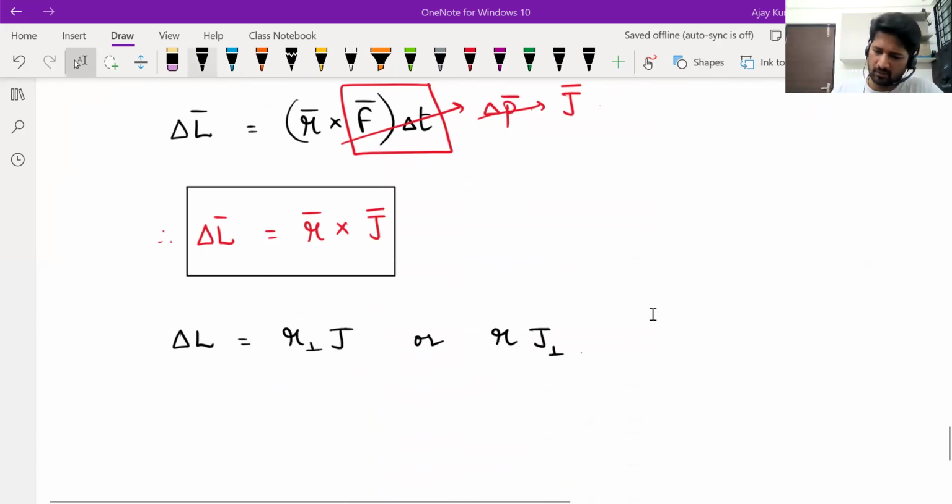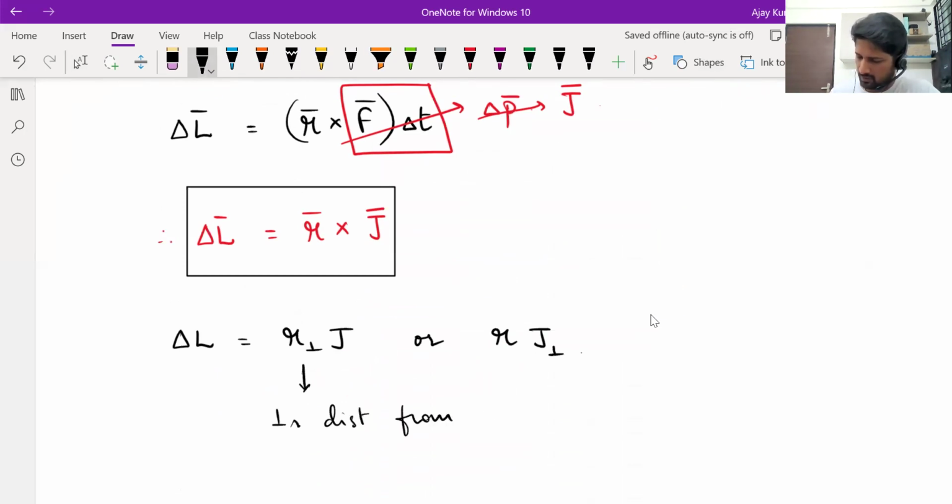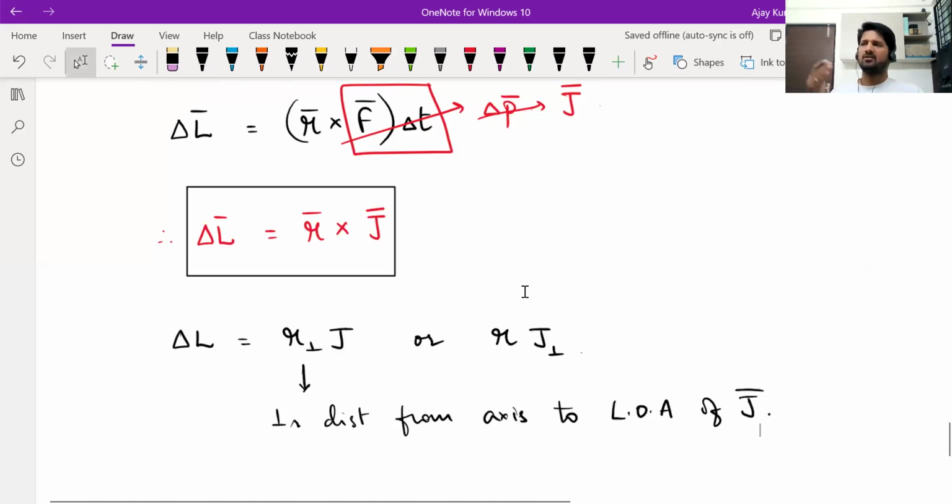Again, as usual, r perpendicular here becomes the perpendicular distance from axis to line of action of linear impulse. If you want r cross v, then r perpendicular is from axis to line of action of velocity. If you want r cross F, r perpendicular is from axis to line of action of force. If you want r cross J, then r perpendicular is from axis to line of action of J, linear impulse. Simple.